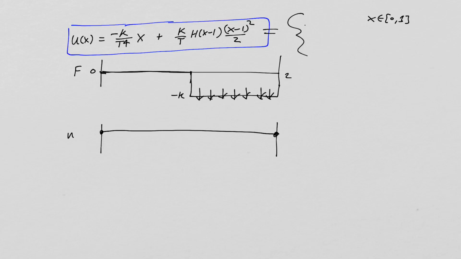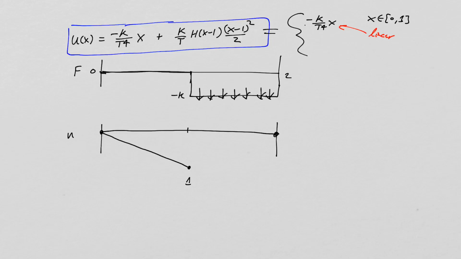I think that's what's difficult for students to see, is you have to think of those Heavisides as basically turning on and turning off parts of a function depending on what the x value is. So what we're going to get is basically negative kt over 4x. This is of course going to be a linear function. It starts like this, and it goes down like that to some point, and then at x equals 1, something weird is going to happen.